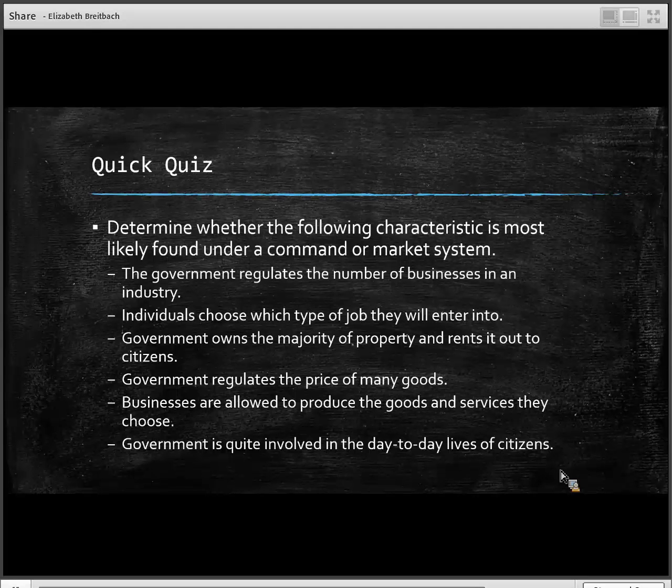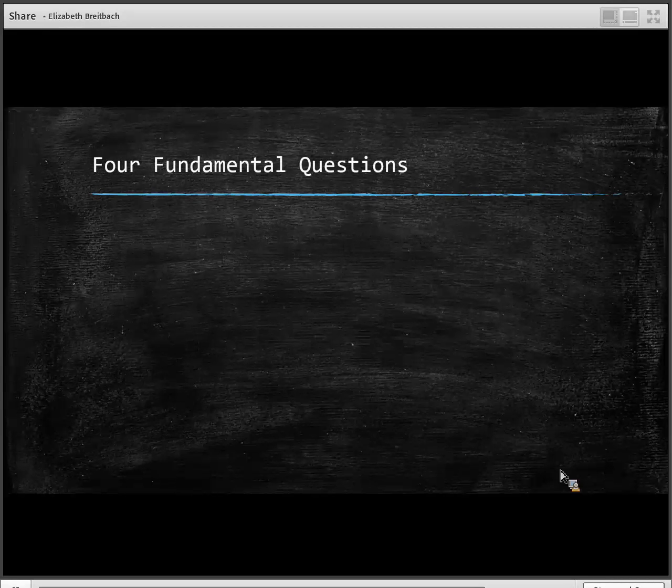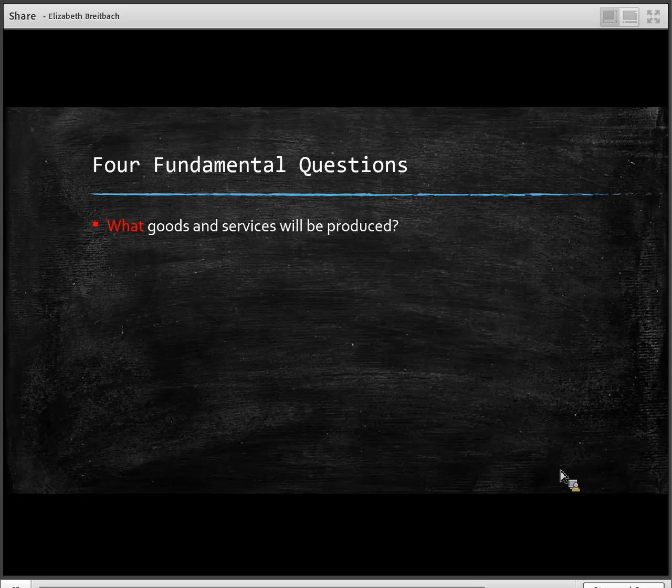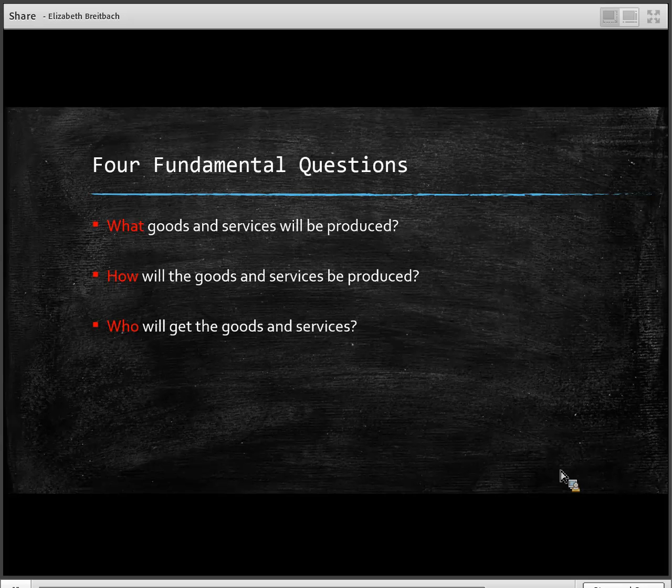All right, so as we move forward, thinking about those different economic systems, there are 4 fundamental questions that every society then must ask. First, what goods and services will be produced? Next, how will those goods and services be produced? Then, who will get the goods and services? And how will the system promote progress?